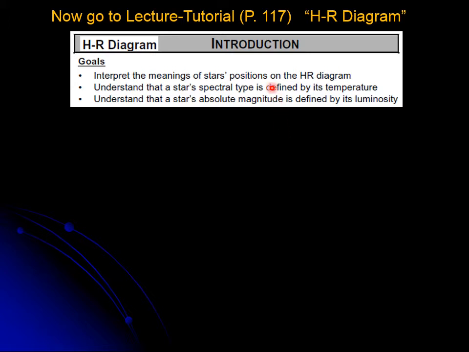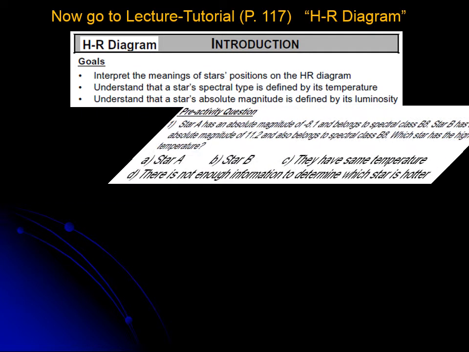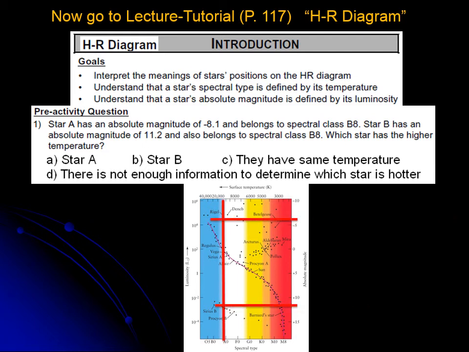In this lecture tutorial, we're going to look at the H-R diagram. We're going to relate the spectral type and the temperature, and the absolute magnitude and the luminosity. Pre-activity question. Star A has a magnitude of negative 8.1. It's an absolute magnitude of negative 8.1, so it's going to be up here. And it is known to belong to a spectral class B8.